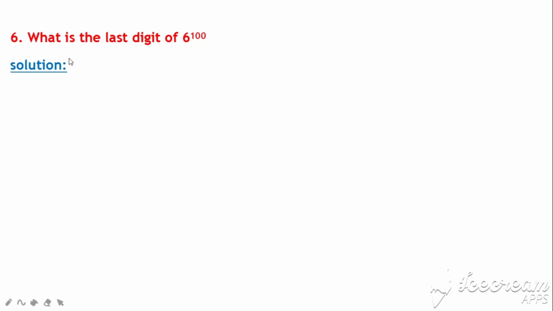Now moving on to the last question. The question is, what is the last digit of 6 power 100? So what is the end digit of 6 power 100? Let us look into the solution now.